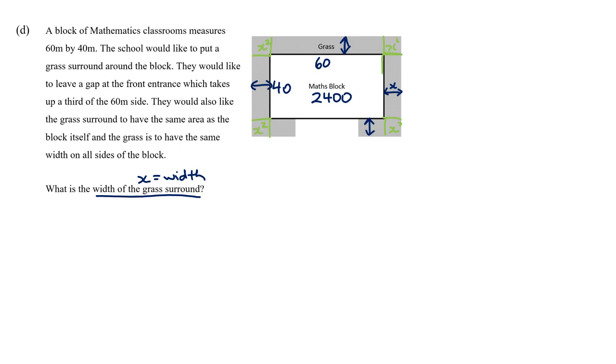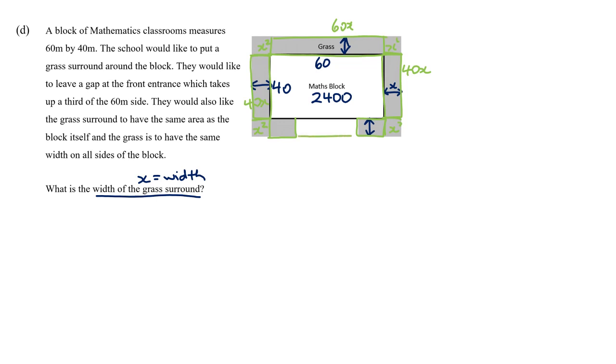That area there is 40x, isn't it? And there's 2 of those. Happy? That area there is 60x, isn't it? Yeah. There's just 1 of those. What's this area here? What do those 2 areas add up to? Yeah, why is it 40x?